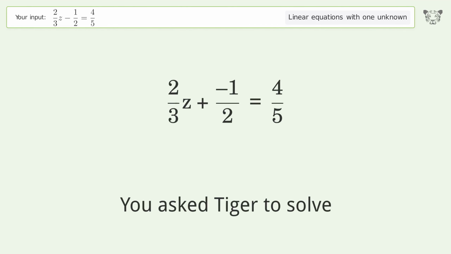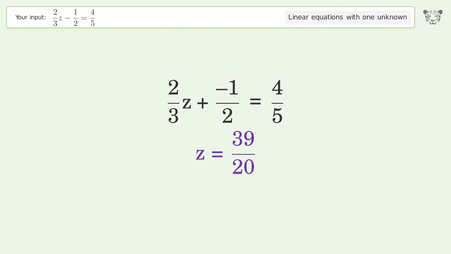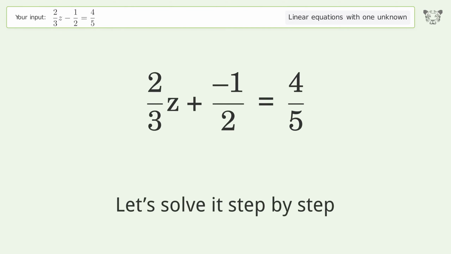You ask Tiger to solve. This deals with linear equations with one unknown. The final result is z equals 39/20. Let's solve it step by step.